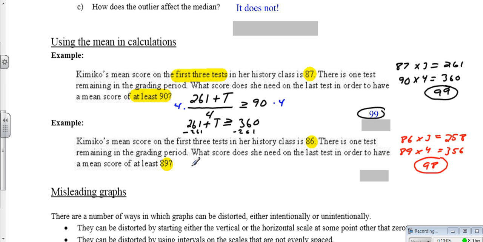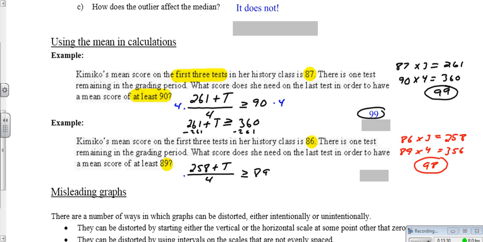Okay, and again, the algebraic way, because I want to make sure you have a choice, because some prefer this way, I took 86 times 3 to get a sum of 258. That's the first 3 tests together. I'm going to add a new test in. I don't know what it is. But when I divide that by 4, that sum, I want it to be greater than or equal to 89.